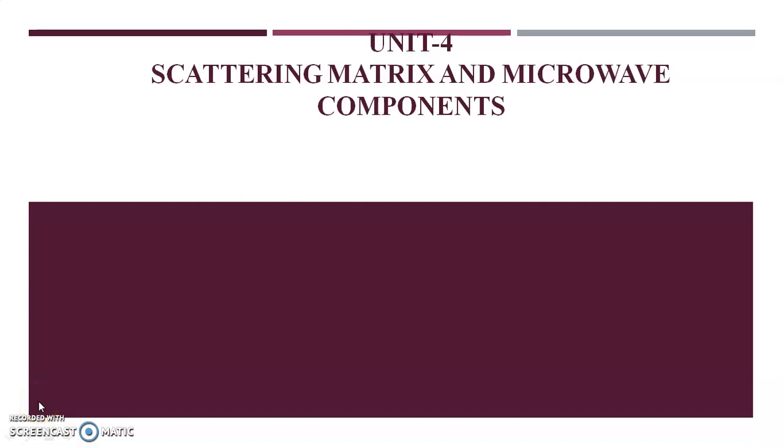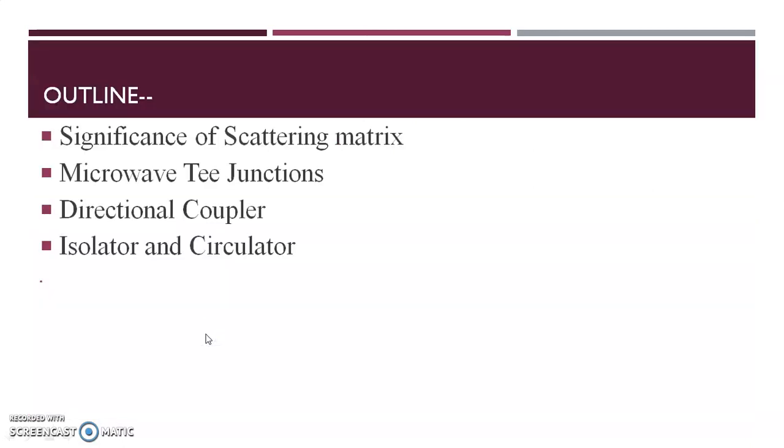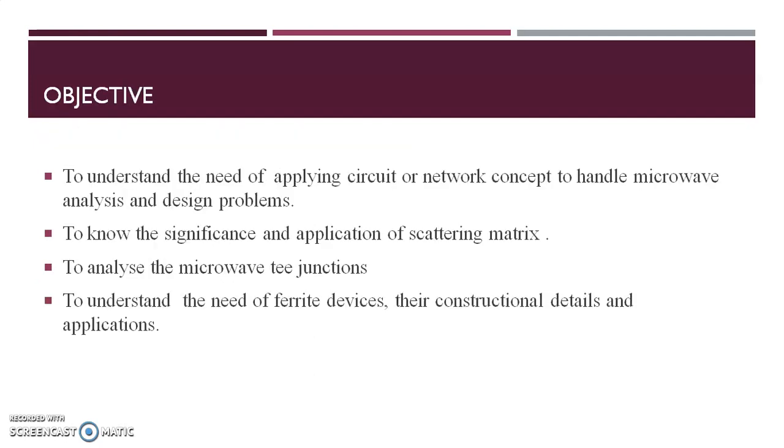In the last class, we have discussed the basics of waveguide, different modes in the waveguide, and different waveguide parameters. Today, we are going to discuss the scattering matrix and microwave components. The outline of today's lecture is to understand the significance of the scattering matrix, then microwave T-junctions. Directional coupler, isolator and circulator we will see in the next class.